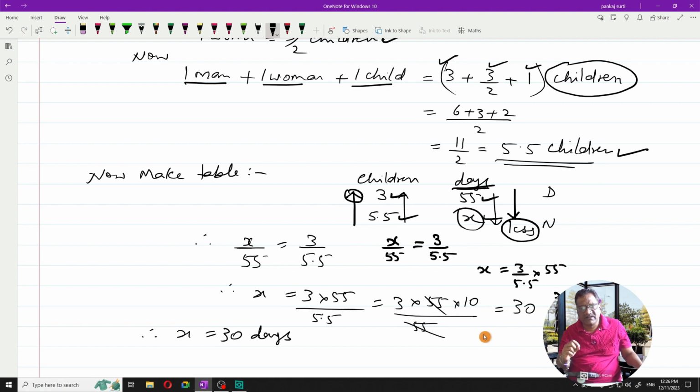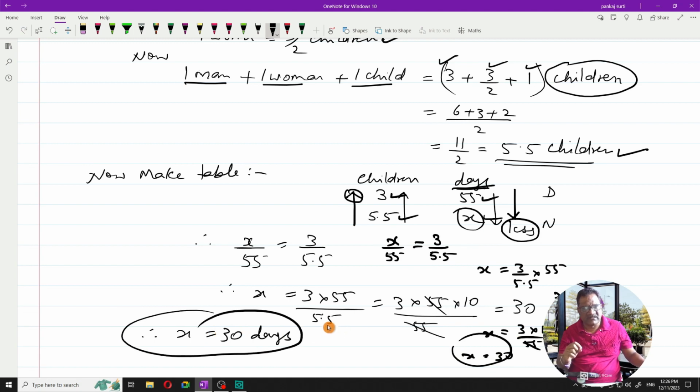X will be equal to 3 times 10 upon 55 into 55, 55 cuts, and X will be equal to 3 times 10, that is 30. That's the answer.